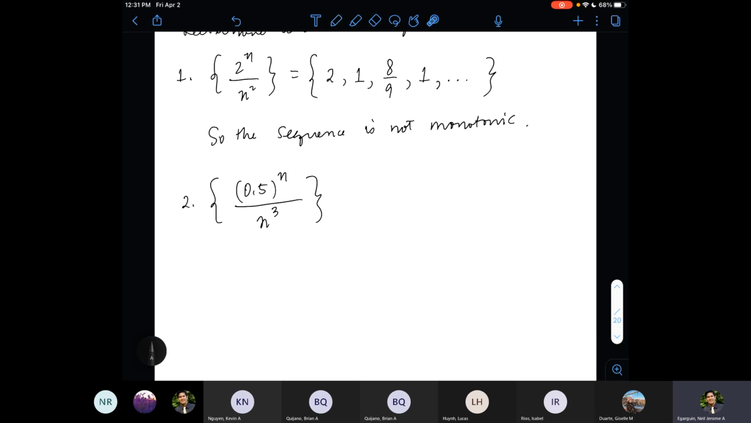Well, let's look at the behavior of the numerator. The numerator will be decreasing, right? So you can say, okay, the numerator decreases, but the denominator is increasing. So what happens when the numerator keeps on decreasing, while the denominator keeps on increasing? What do you think will happen? What will happen to the fraction?